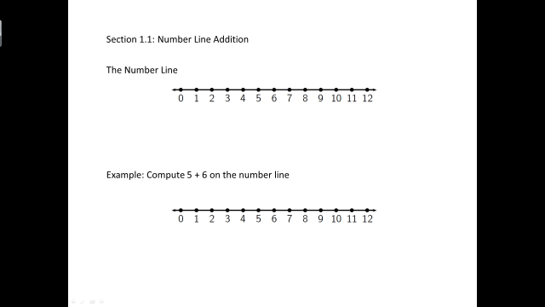Example, compute 5 plus 6 on the number line. In order to do addition on the number line, we start at 0, and then we move to the right the number of spaces corresponding to the problem. In this case, for 5 plus 6, we first move 5 spaces to the right. 1, 2, 3, 4, 5. And then we move 6 more spaces to the right from there. 1, 2, 3, 4, 5, 6. We can see that we've stopped at 11, so 5 plus 6 equals 11.